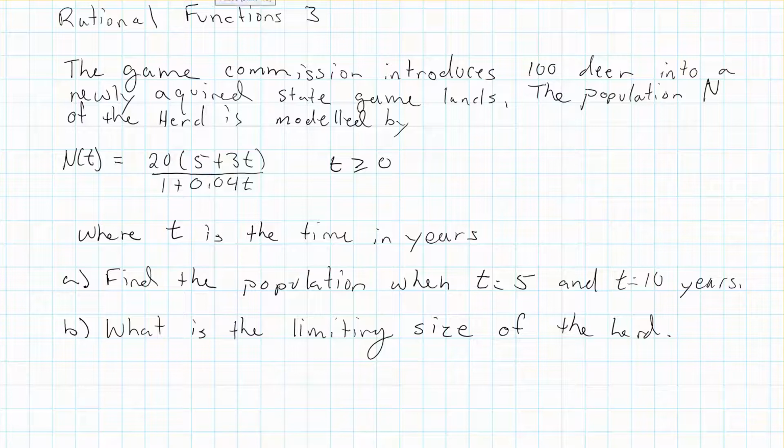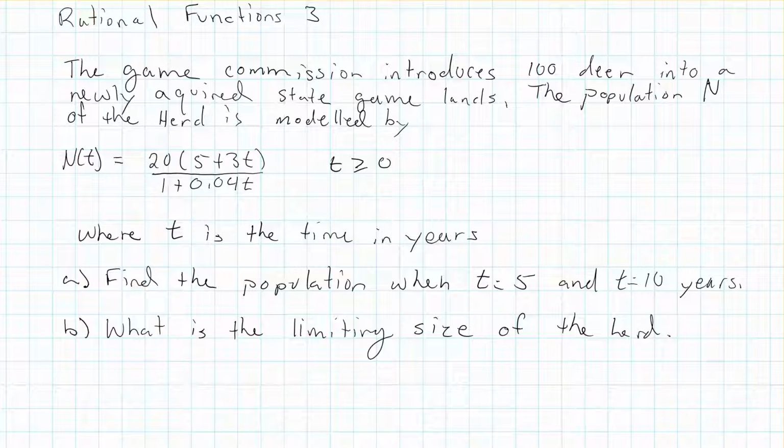Okay, so as I said, we're going to have a short video here, and I think I am just going to do the one story problem. It says the Game Commission introduces 100 deer into a newly acquired state game lands. The population N of the herd is modeled by N at T equals 20 times the quantity 5 plus 3T over 1 plus 0.04T, and T is the time in years.